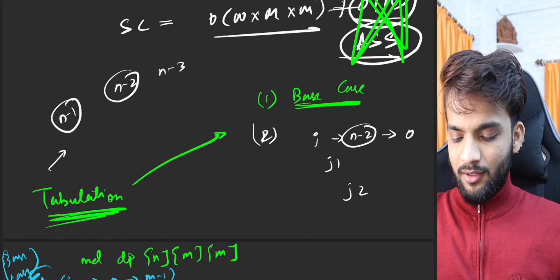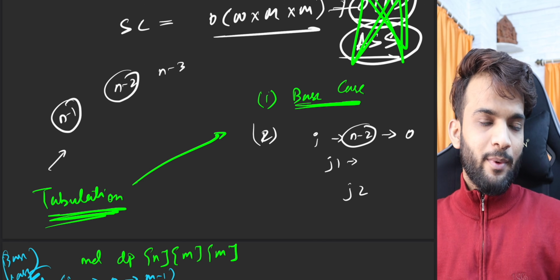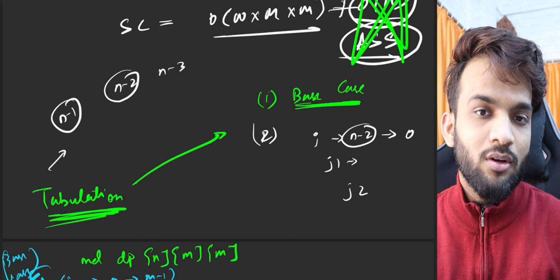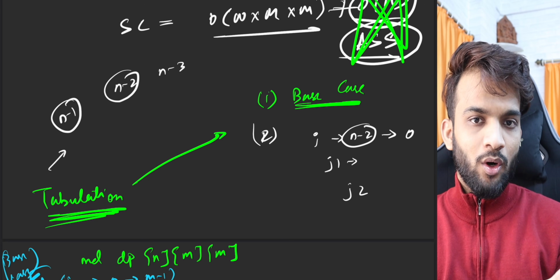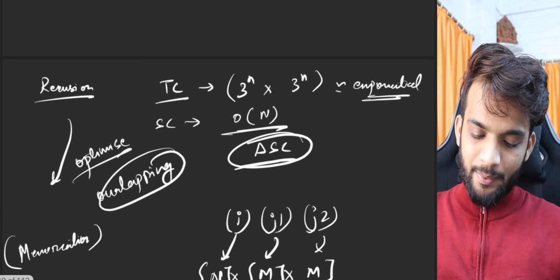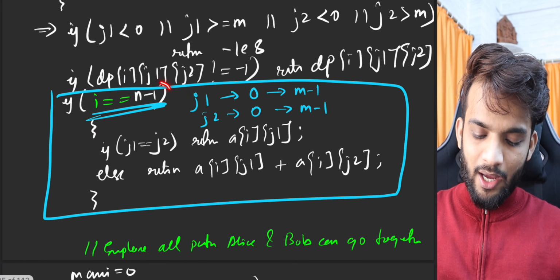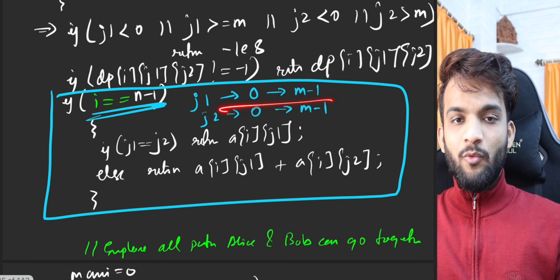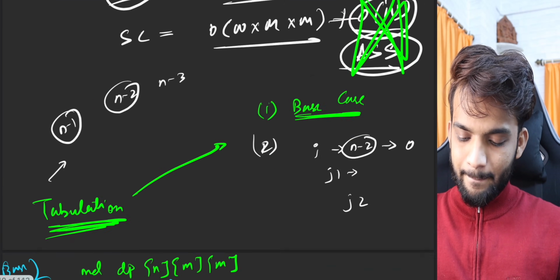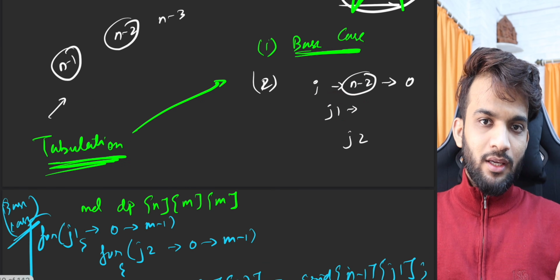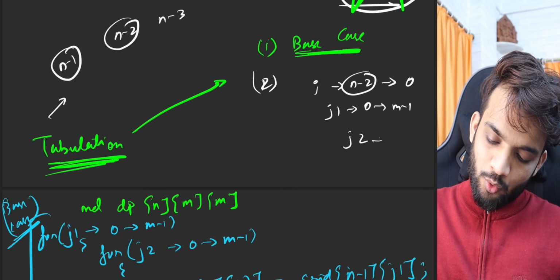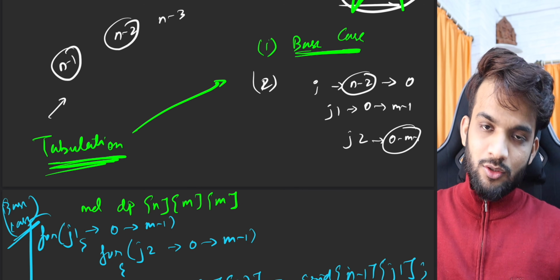What about J1? You can run this from anywhere because we are basically concerned about the I, because that is what the base case is about. If you see in the base case, we are concerned about I. So J can run from anywhere. What are the possible values of J? For any given I, the J can be anything from 0 to m minus 1. This J2 can be anything from 0 to m minus 1. So what are you waiting for?